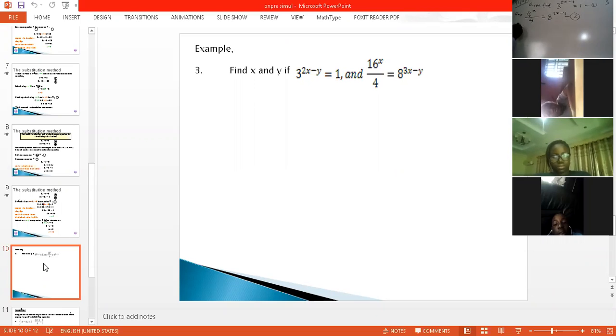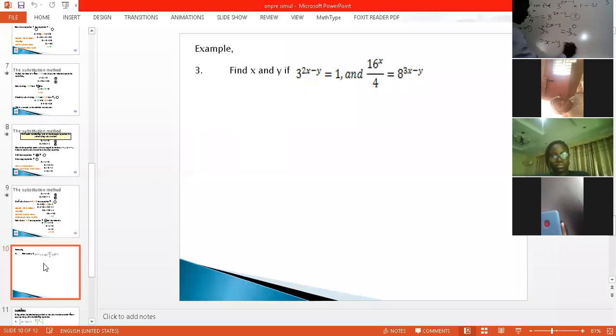So equation 1 will therefore be 3 to the power of 2x minus y equals 3 raised to power 0. You can see that they are of same base. All that we need to do is to consider the power. So once you consider the power, you have 2x minus y equals 0.